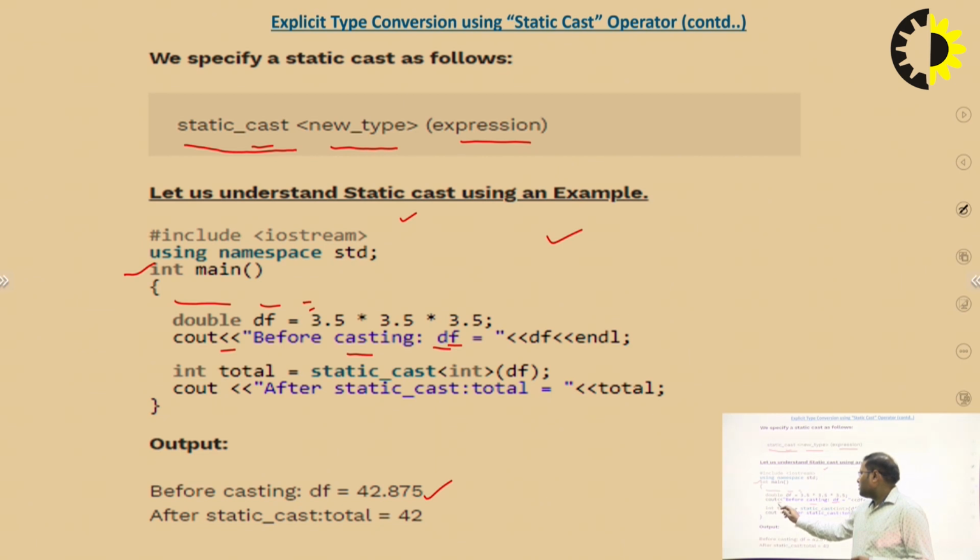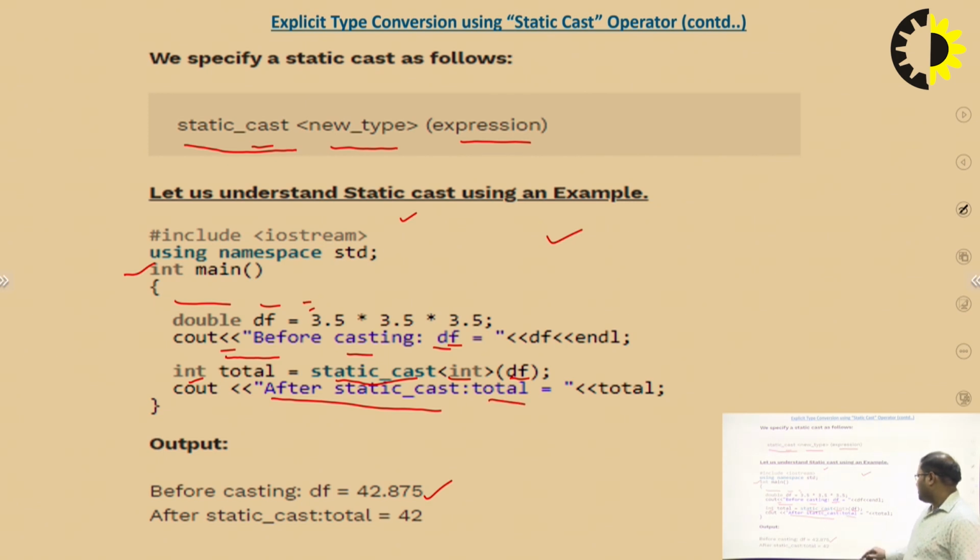Now, in the next segment of the code, I have taken another variable with the name total. It is of integer type. Here, static casting is performed. Here, the keyword static cast is written. New data type is integer, and the expression is df. So after static cast, the value of total will be 42, because we have cast the df, which was earlier double, into integer.